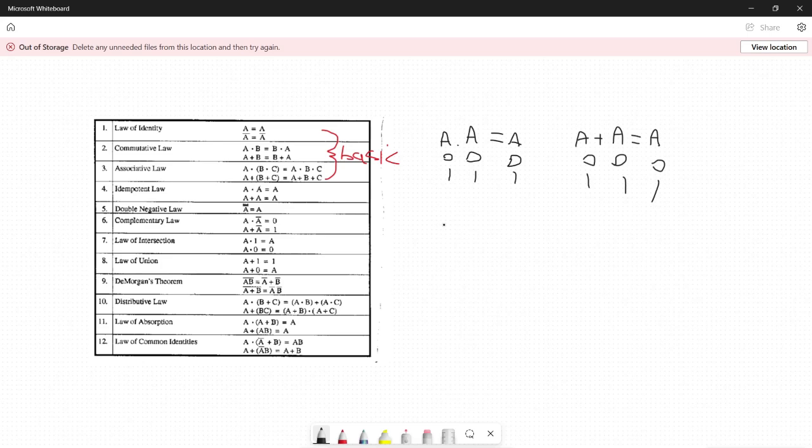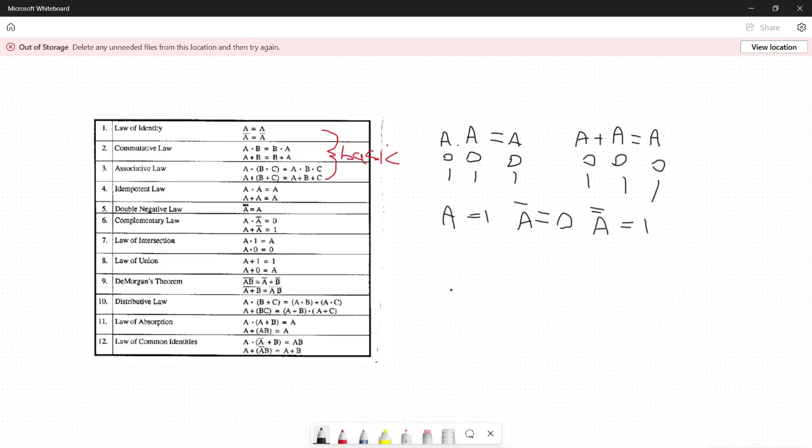Next, we have the double negative law. We touched upon this a bit in our last video. So A is equal to 1, let's say. Well then, A inverse would be equal to 0. But now if we inverse that A again, we'll just get 1. So therefore, a double inverse, or a double not, is equal to A.